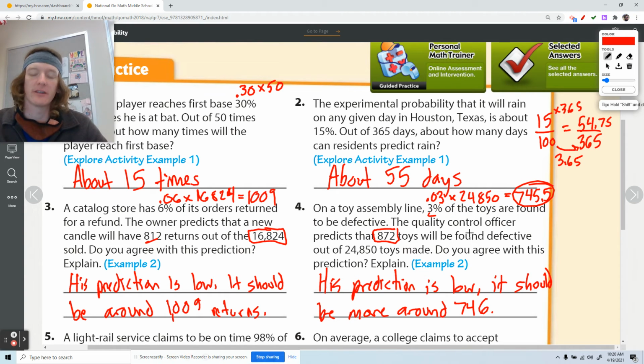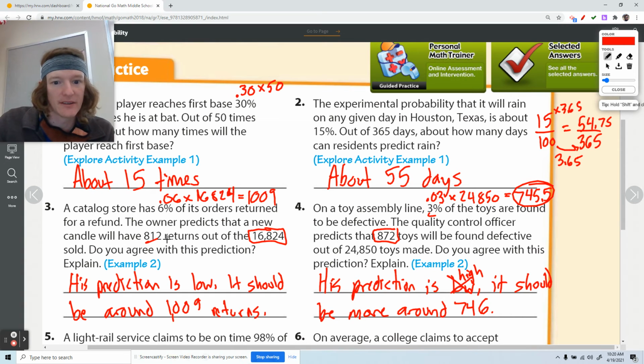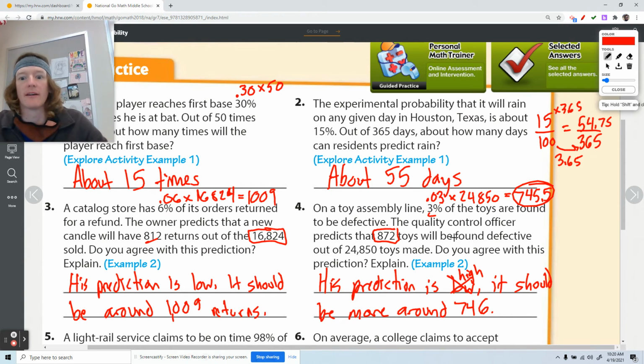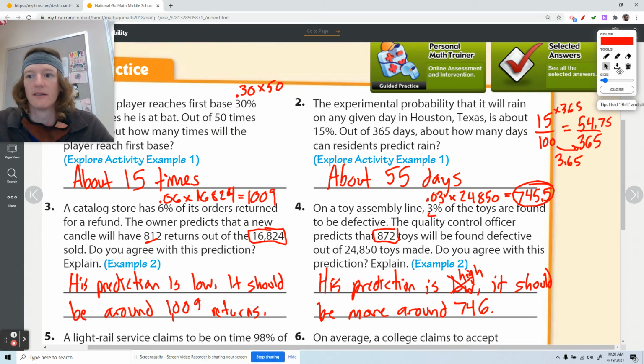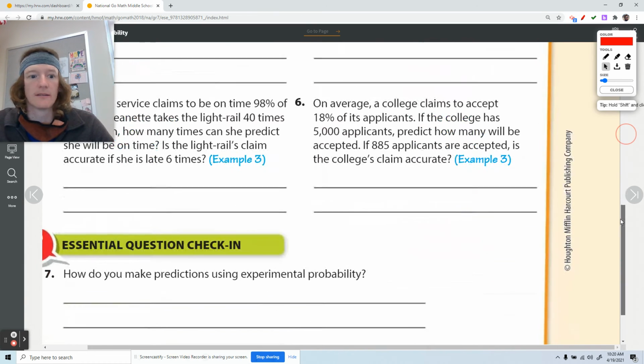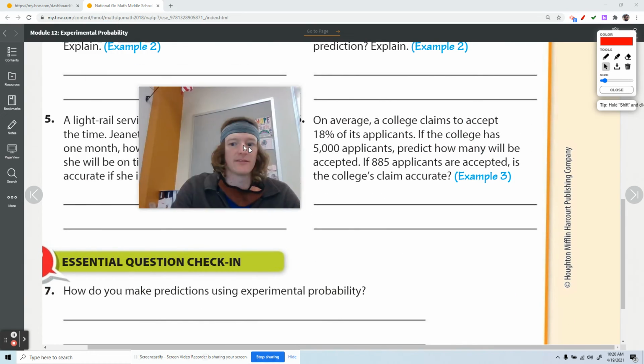And this quality control officer predicted a little bit too... Oh, his prediction is not low, his prediction is high. Whoops. Did I do that right on this one? He says prediction is low. Okay, he guessed a little bit too high, or she. He said 872, and it's actually 745. So it's just a little bit high. 5, 6, and 7. All right.